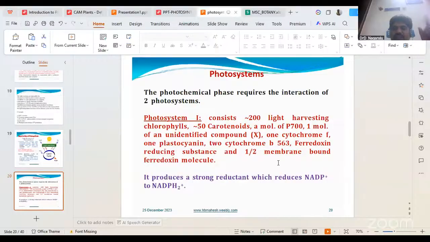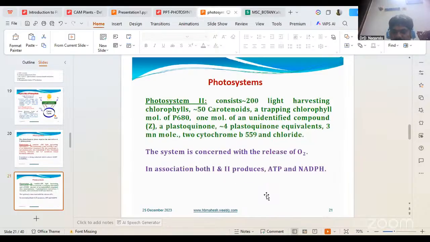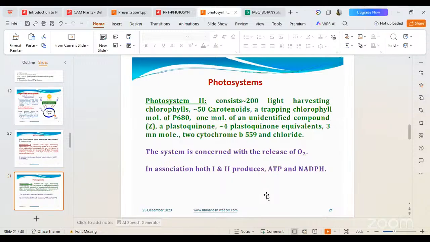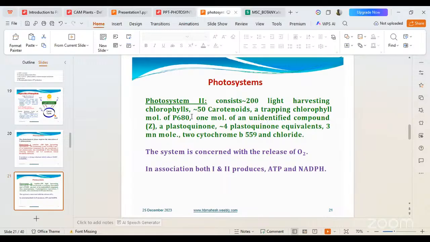The PS1 produces NADPH plus H, that means NADPH2. It produces the NADPH2. Now PS2. PS2 has the same 200 chlorophyll pigments and 50 carotenoids, and which one is the reaction center? P680, I already told you. Okay?